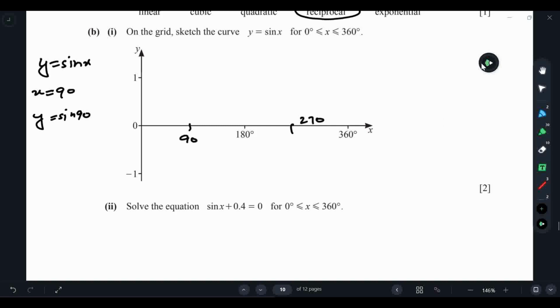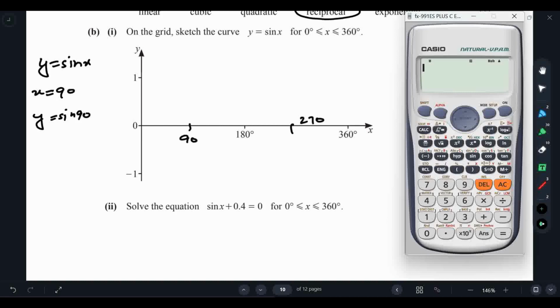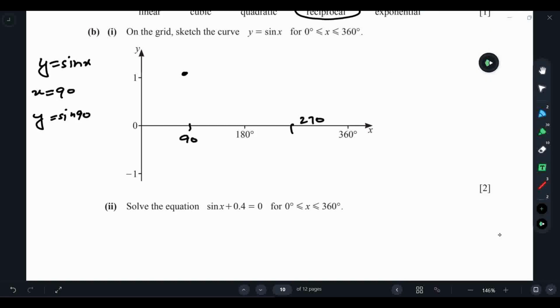Please do not solve it over here in the actual paper, because this will be out of margin. So sine of 90 will be 1. Okay, and sine of 270 will be minus 1. So 1 and minus 1. So we need to draw the graph like this. And then we can make it more appropriate.